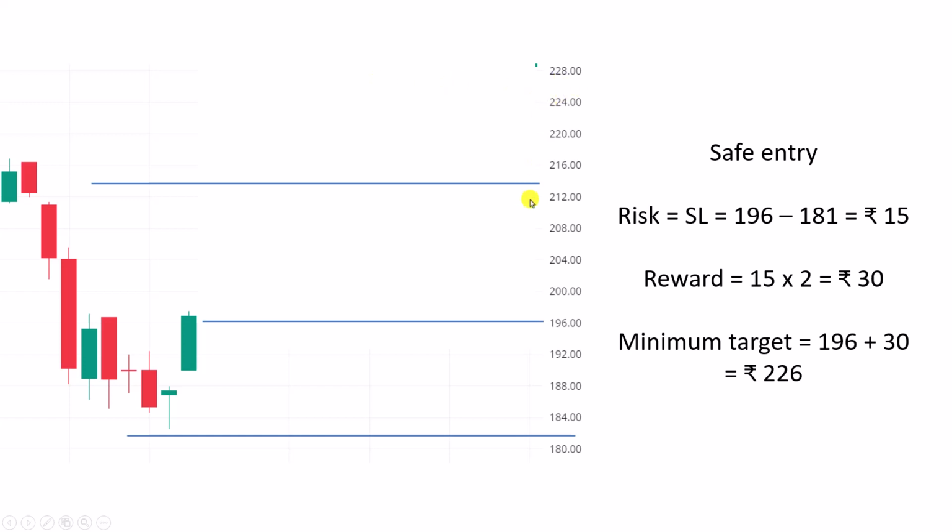226 rupees, which is here. And our first target is way below that. And so the decision that I have taken to enter the trade is not a good one. Okay, I should not enter this trade because I am not getting a risk reward ratio of 1:2. Okay, so this is not a good entry. I should not enter this. It is okay if I enter here, because I have risk reward of 1:2, whereas here I do not have.